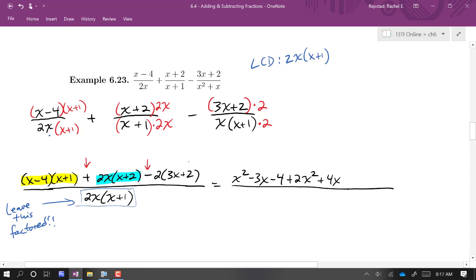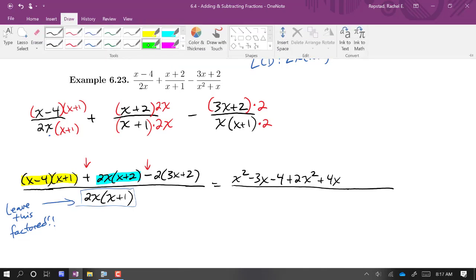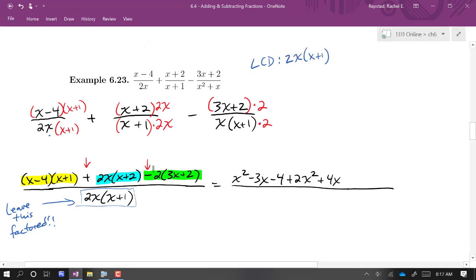And then the last product here, I'm going to distribute the 2, and I'm actually going to go ahead and distribute that negative at the same time, so I'll do the multiplication and the subtraction all at once. So we have a minus 6x minus 4. This is all over our common denominator of 2x times x plus 1.